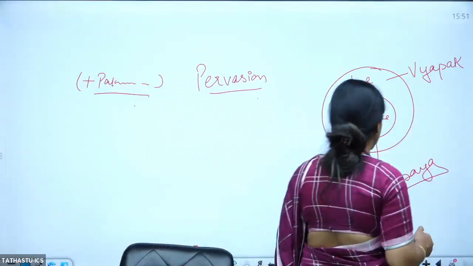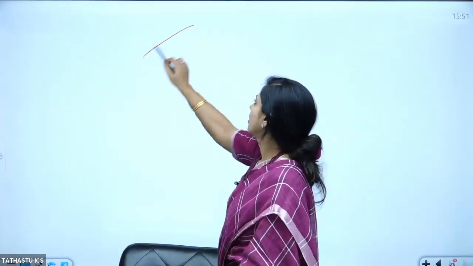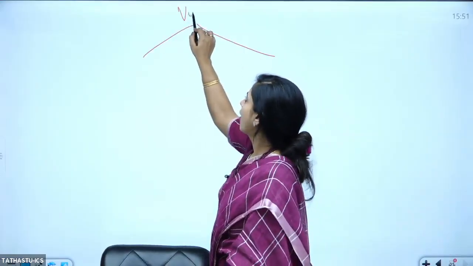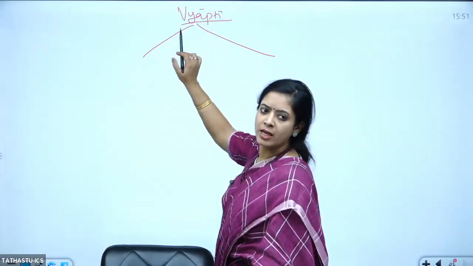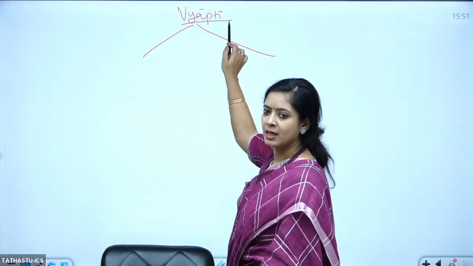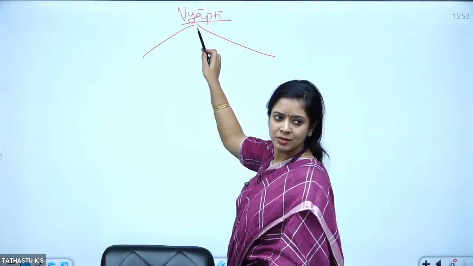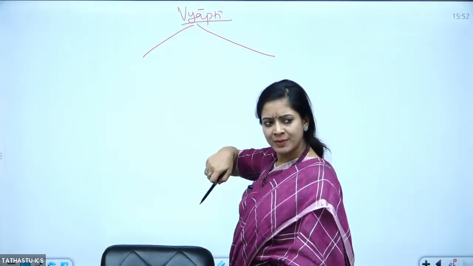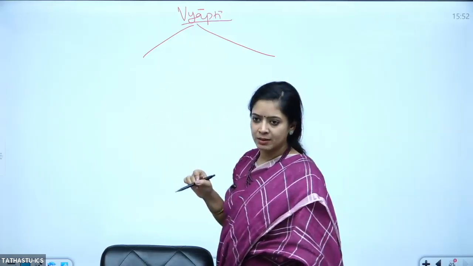Then you write the next heading. This is clear. There is nothing difficult about it. Then you write types of vyapti. I told you, you put it like this. So from now on, let us start writing vyapti like this. Can you write? Okay, try.